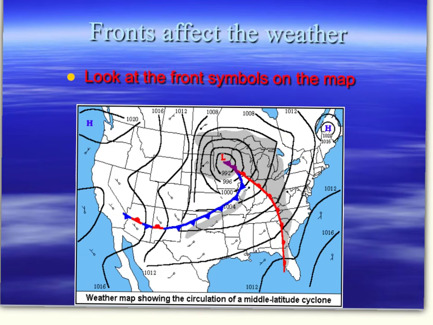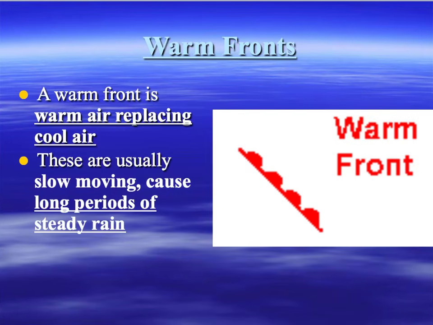Here's a map, and to emphasize, these are the fronts that we're going to be talking about and learning about, some of which you may already know. The first front is a warm front. So a warm front is where warm air replaces cooler air. These are usually slow moving and cause long periods of steady rain.